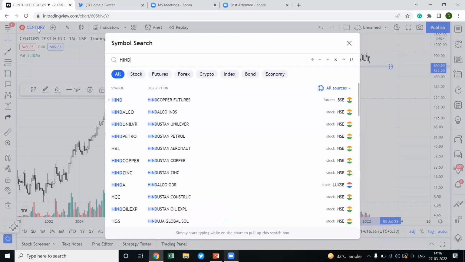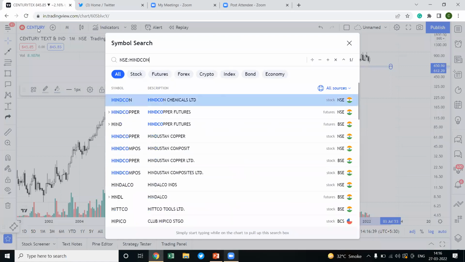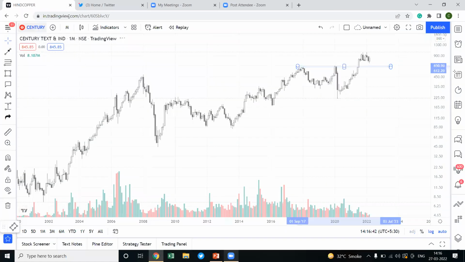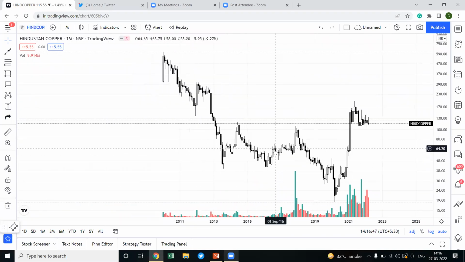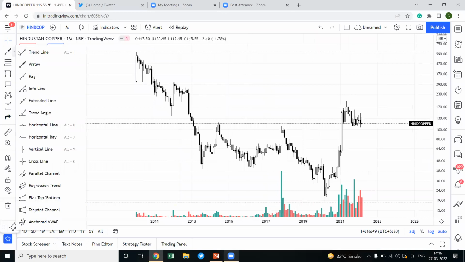So moving forward, we'll go to Hindustan Copper. I have discussed Hindustan Copper many times, so the view remains the same.